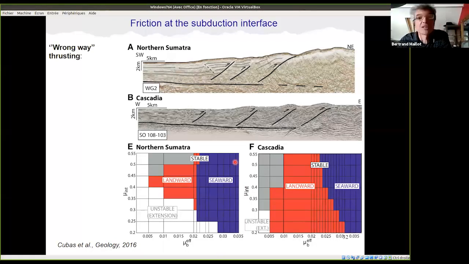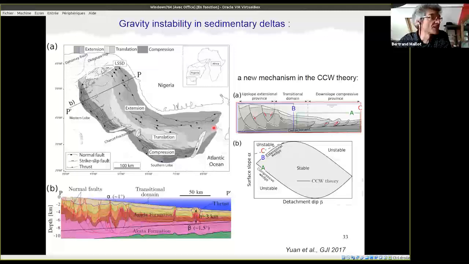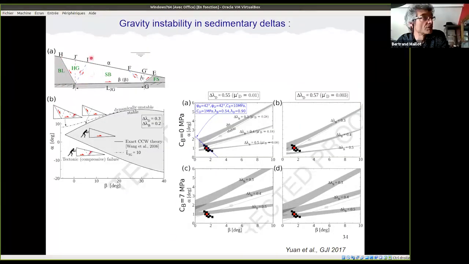Now I'll skip this because I prefer to maintain the time, as I said, and to have time for questions. But this is a study of the gravity instability in sedimentary deltas. And this is Nigeria, again, going back to Nigeria. The general idea is simply that with SLAMTEC again, by producing a new prototype for SLAMTEC, we were able to account both for the gravitational collapse along normal faults here, but also the linked compression at the bottom of the slope here. And this increases the size of the stable domain of the critical Coulomb wedge theory here by a few degrees on the surface slope, so it is not very small. It's substantial.